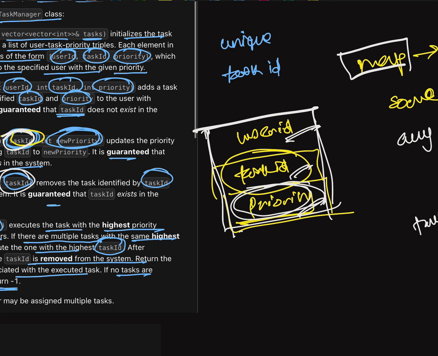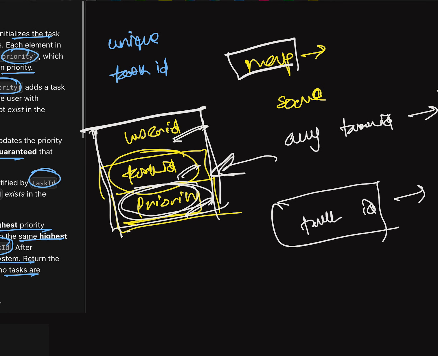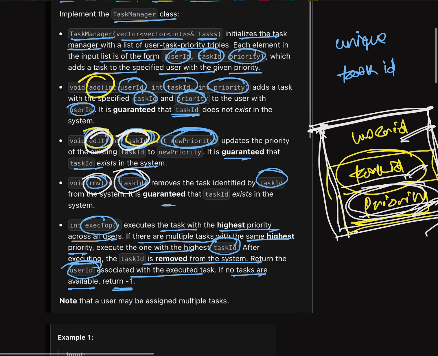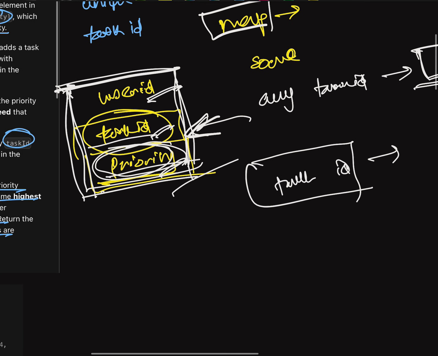For the next function, remove, for a task ID we get this data, the user ID, the task ID and the priority, and delete it, so this data is no longer valid. At execute time, in the executeTop function, we'll see what is present at the top of the priority queue and check whether it is valid or not.